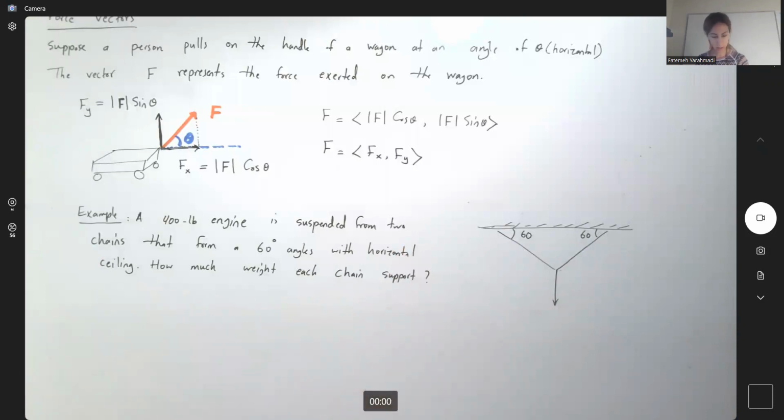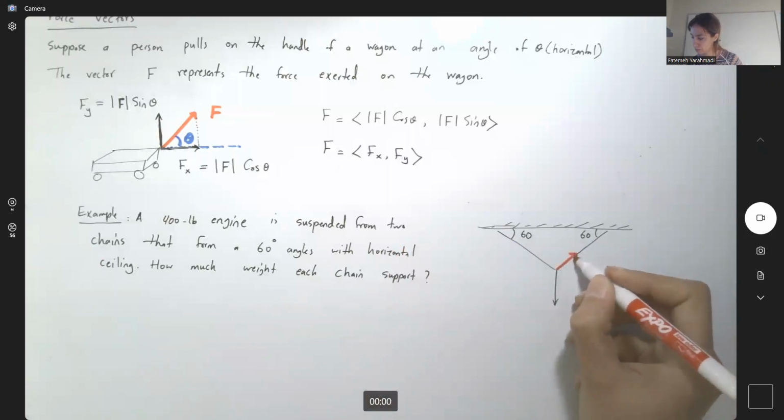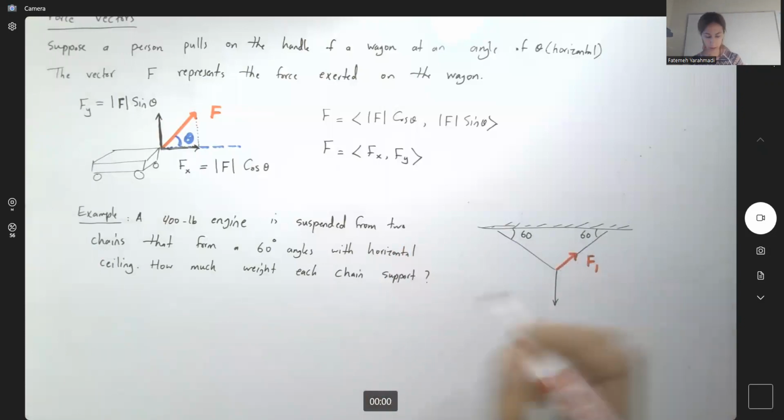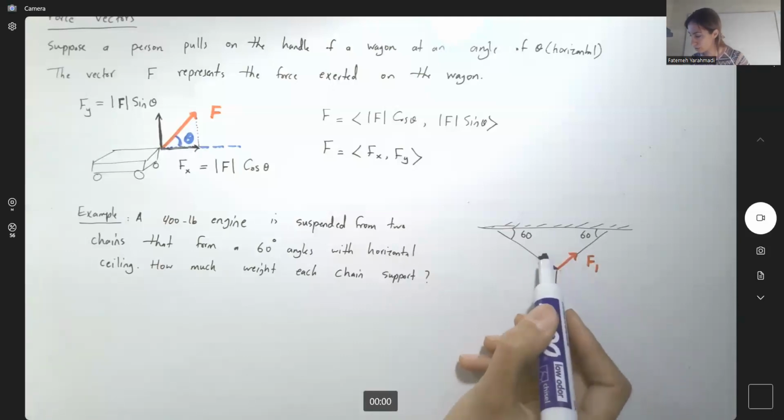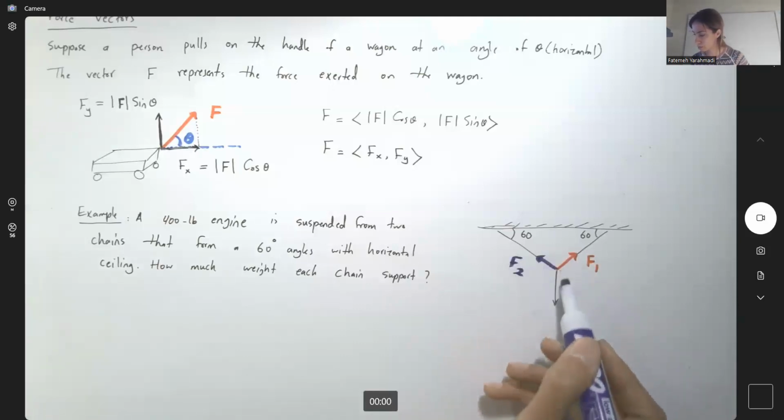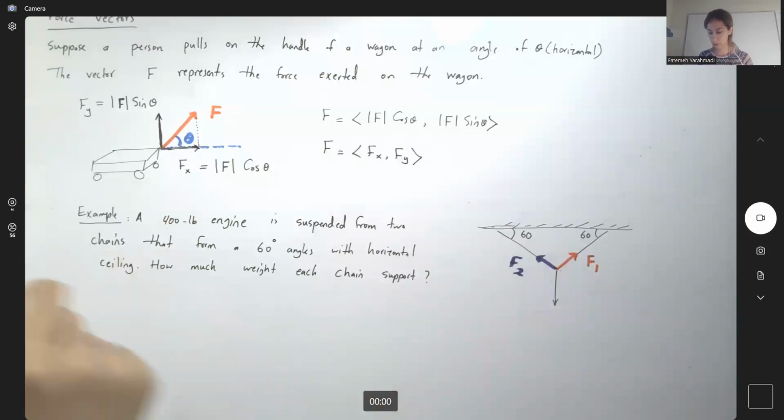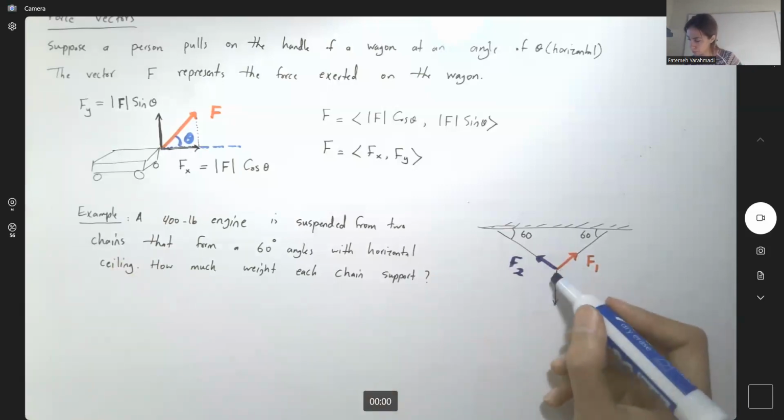So as you can see here, you have three forces. The very first one is F1, and then you have F2, which is related to the second chain. And then here you have the weight down here, 400 pounds, F3.